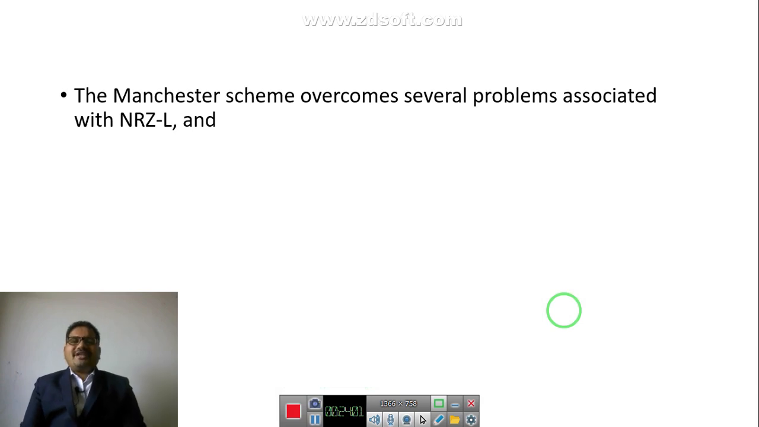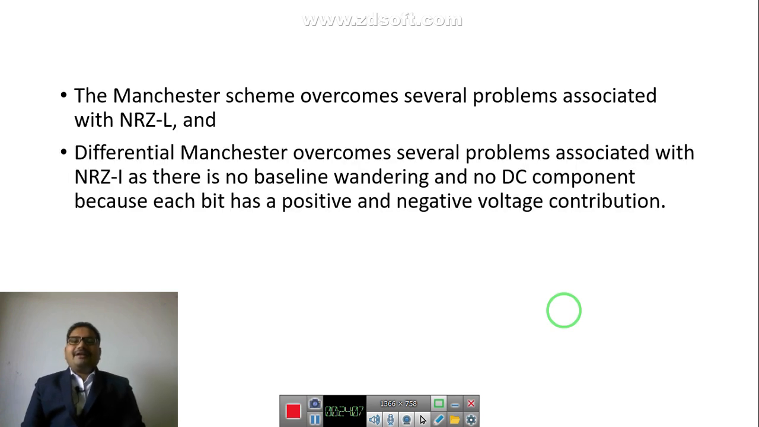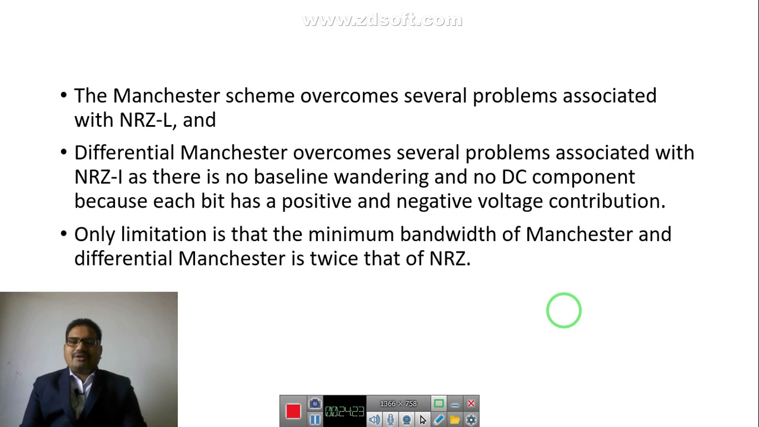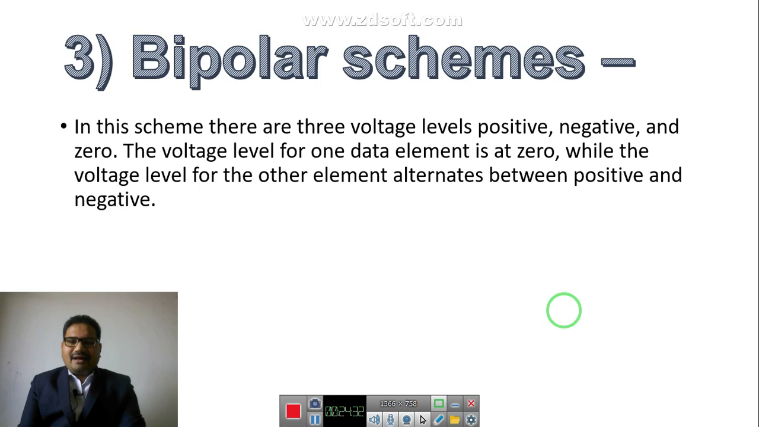Now the Manchester scheme overcomes several problems associated with NRZ-L, and differential Manchester overcomes several problems associated with NRZ-I, as there is no baseline wandering and no DC component, because each bit has a positive and negative voltage contribution. The only limitation is that the minimum bandwidth for Manchester and differential Manchester is twice that of NRZ.